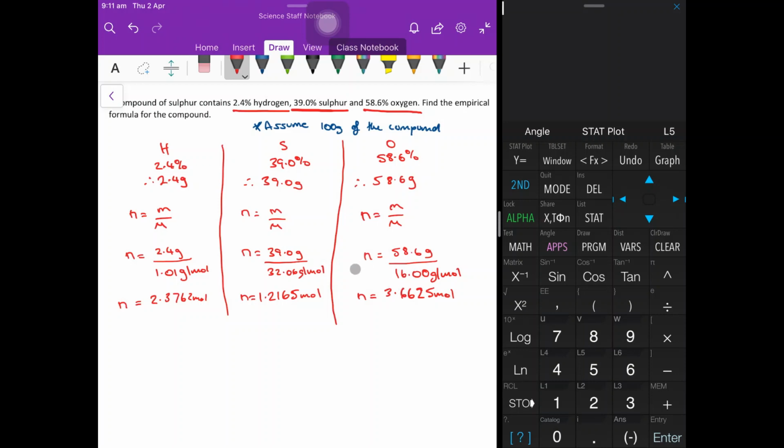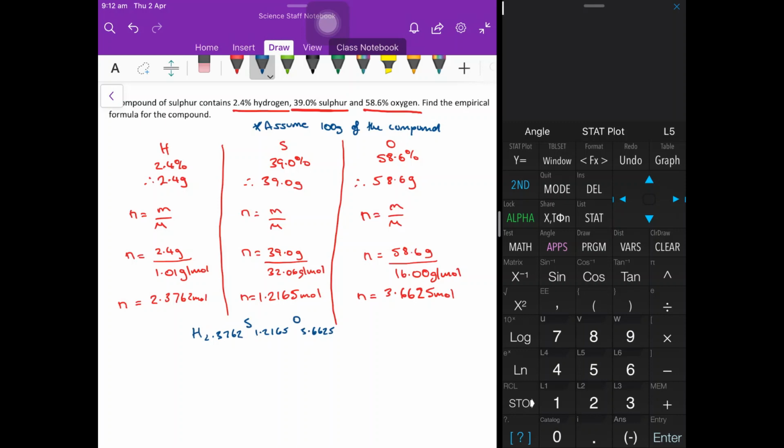So theoretically, I could almost finish that. I could write down this equation, the ratio of hydrogens to sulfur to oxygens is this. I could say my answer is H 2.3762, S 1.2165, O 3.6625. And I could say, hey, there's my finished chemical formula for this compound.